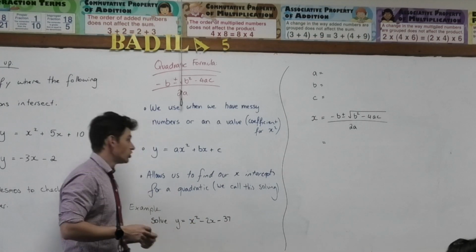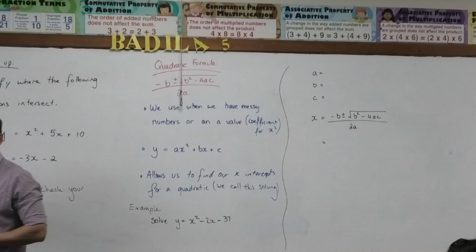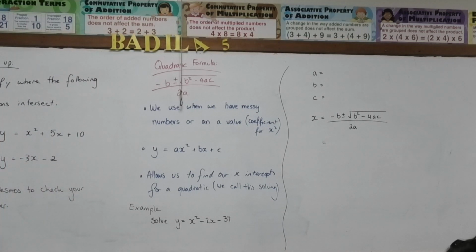So in this case, I want you to start off by writing down your A, B and C values. What do you think your A, B and C values are there?